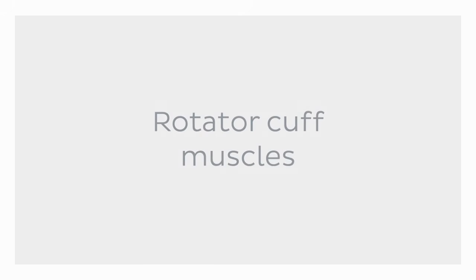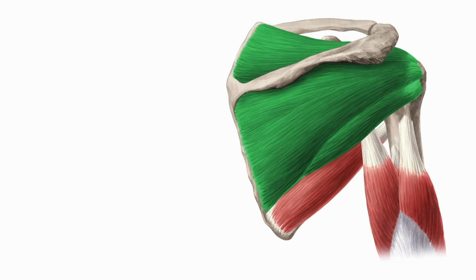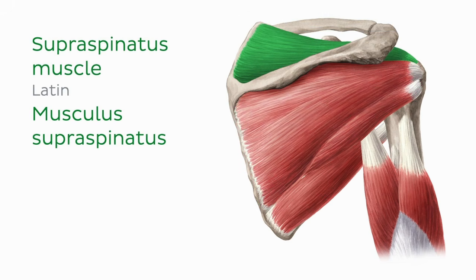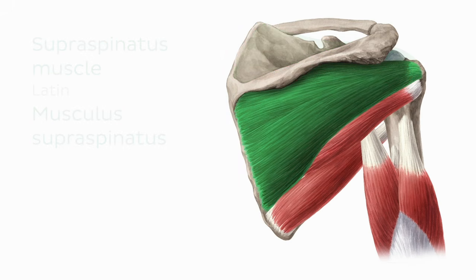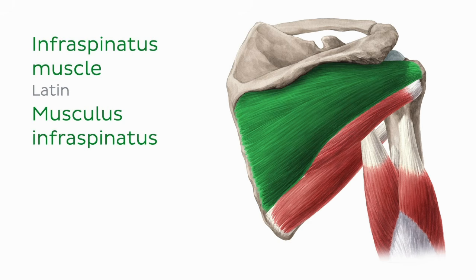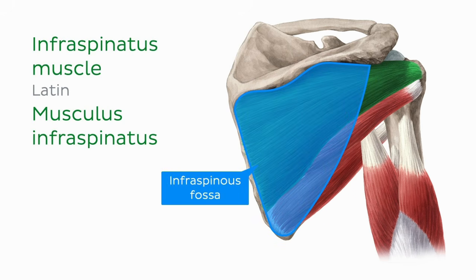3 of the rotator cuff muscles are located on the posterior aspect of the scapula. The first of these muscles is the supraspinatus muscle. This muscle sits on the posterior surface of the scapula within a hollow known as the supraspinous fossa. This attachment is where the supraspinatus gets its name. Just below the supraspinatus, we meet the infraspinatus muscle, sitting in the infraspinous fossa. Are you starting to see the pattern here?